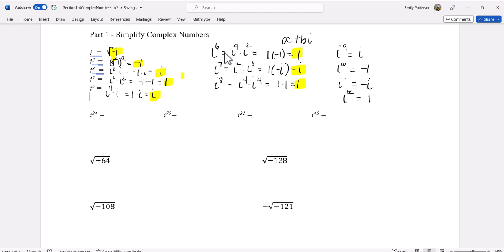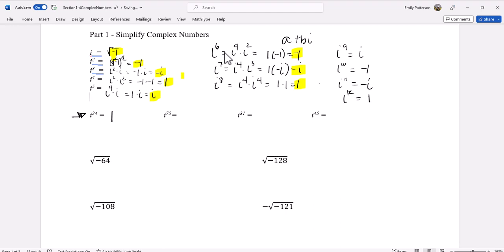Because 24 here, looking at this problem, is a multiple of 4, it's simply going to go through the cycle and hit right there at 1. That's the same as i to the fourth, i to the fourth, i to the fourth, 6 times.